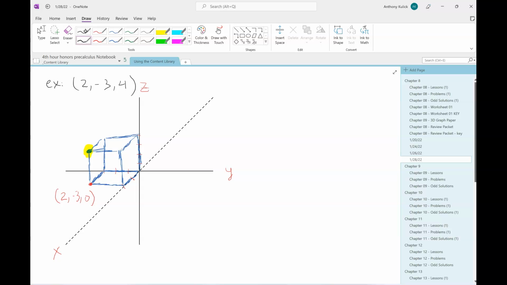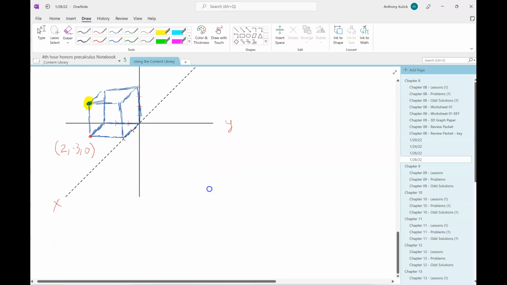In general, if you want to use some colors and color code your stuff like I've done here, you're welcome to do that. In fact, I encourage you to do so. If you want to draw the sides of your box with dashed lines or something, you're welcome to do that as well. I just straight up use pencils, that's all I do. All right.